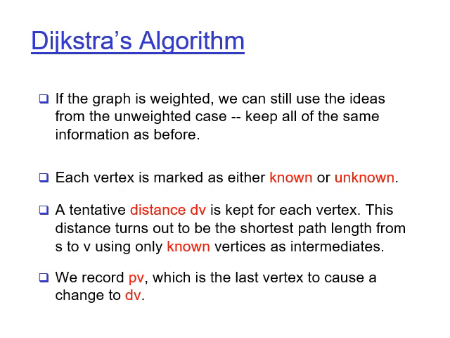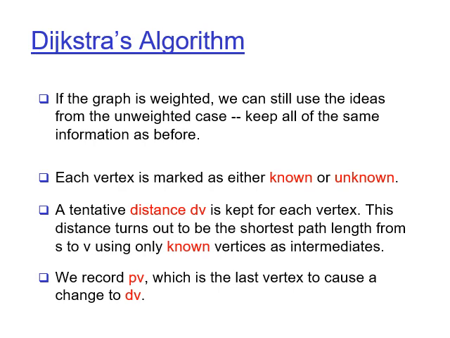So the same idea we will keep in Dijkstra's algorithm. We will keep the same information as before. So for each vertex, we will have the first variable known, whose value can be true or false. Then the dv distance is kept for each vertex. This distance turns out to be the shortest path length from the source node to node V using only known vertices as intermediates, right? And then the third variable that we will record is PV, the predecessor of node V. So PV is the last vertex to cause a change to DV.